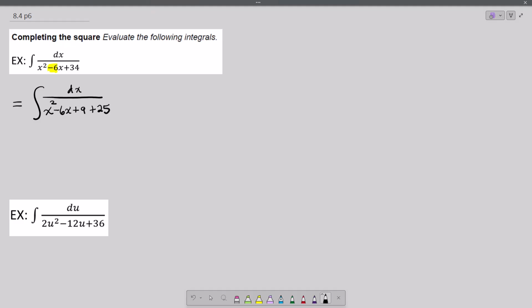So now this piece here is a perfect square trinomial. You know you have a perfect square trinomial if the constant is the square of half the coefficient of x. Then it's a perfect square trinomial. Factors into x minus 3 quantity squared. So let's go ahead and do that. So we have x minus 3 quantity squared plus 25.